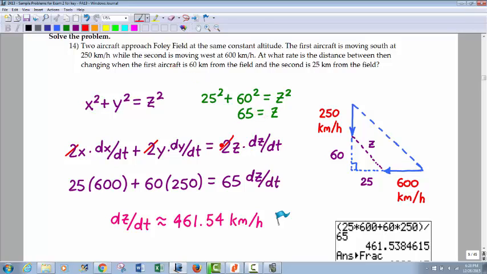And now we plug everything in. We're solving for dz dt, the distance between them changing, which would be right there. At what rate is it changing? So we've got 25 times 600 plus 60 times 250, which is what that rate's coming down from here. See, I have them labeled right there. There's the 600, 250. And then 65 times dz dt. So once you get that set up, pretty easy to solve. So it's roughly 461.54 kilometers per hour would be the rate of change at that location.